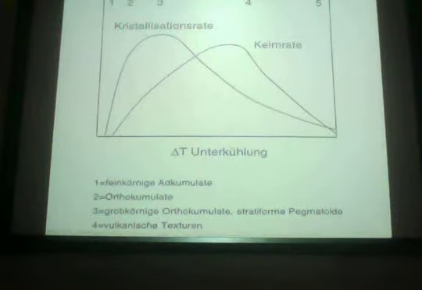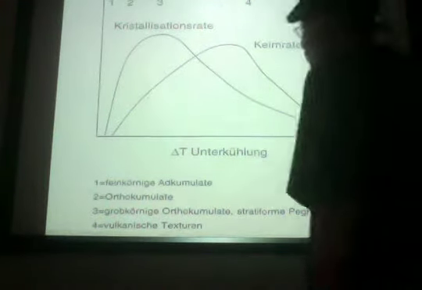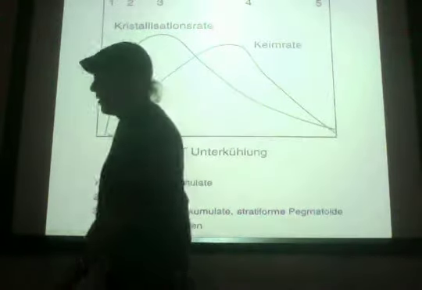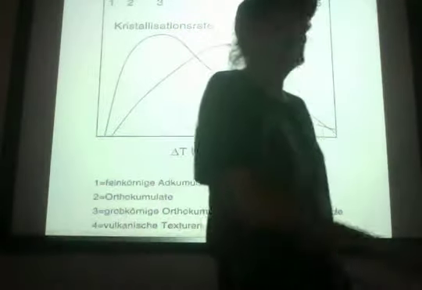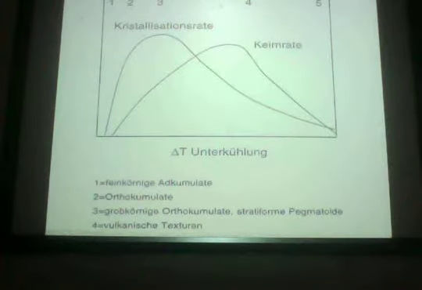So in number four, you have volcanic textures. And if we are talking about volcanic textures, then we are talking about very fine-grained stuff, which cool down very, very fast. Yeah? So and then you are making here at the top 1, 2, 3, 4, 5. That is in English the same like in German. So you don't need a dictionary for this.